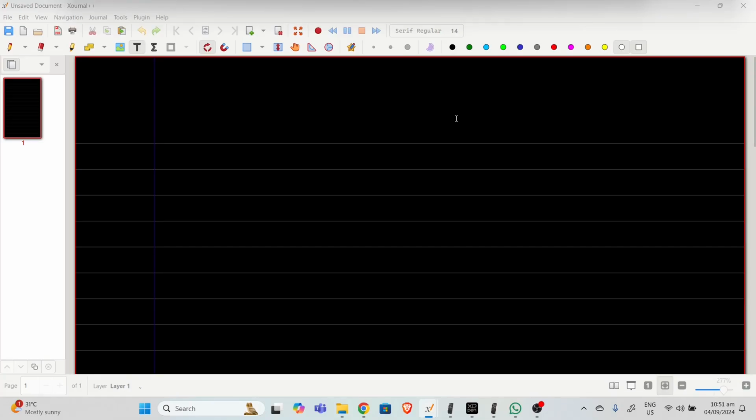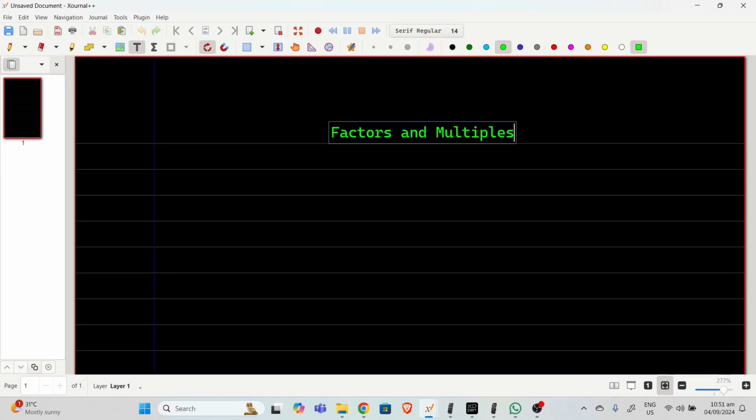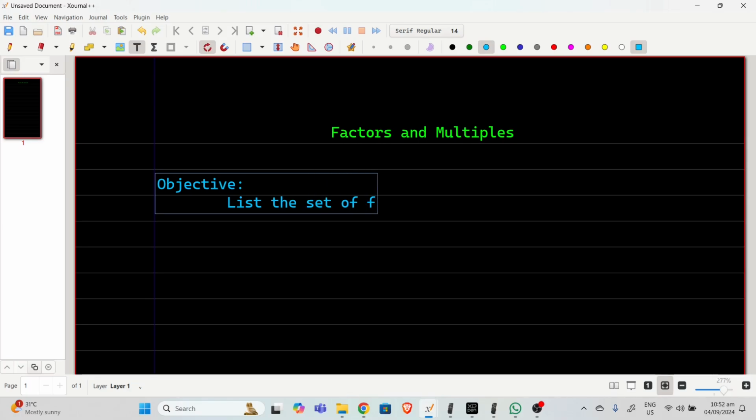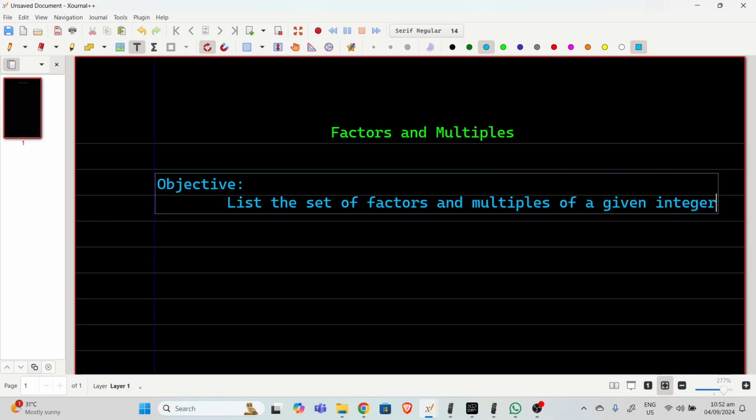All right, let's start the next lesson, and this one will be about factors and multiples. So factors and multiples. And the objective for today is to list the set of factors and multiples of a given integer.